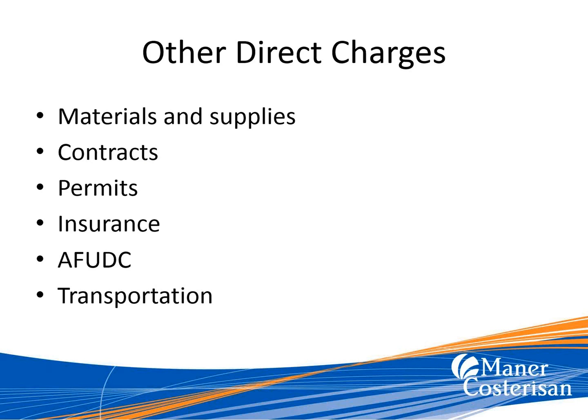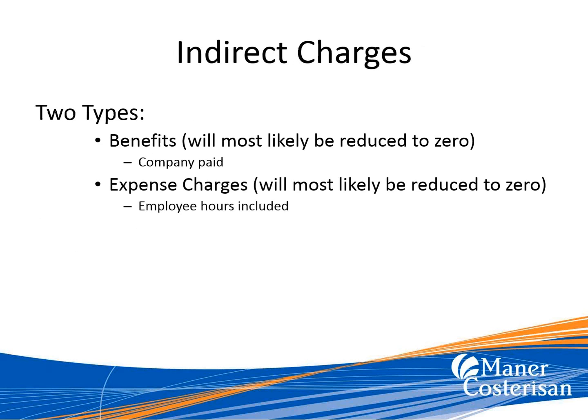This brings us to indirect charges. There are two major types of indirect charges: benefits, which are company paid, and expense charges, which include employee hours. It's good to note here, although Part 32 recommends clearing these accounts, they are not always cleared to a zero balance. We, however, go with a conservative approach and clear the accounts to zero.